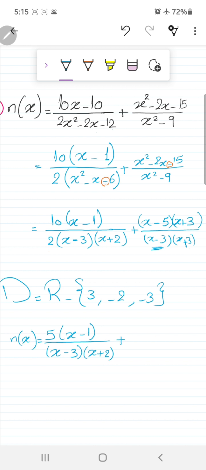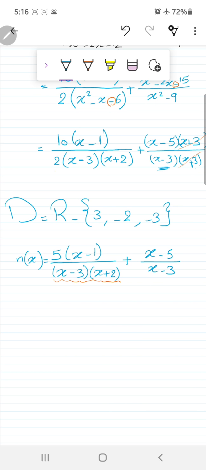Plus. Here cancel x plus 3 with x plus 3. So we have here x minus 5 over x minus 3. What did you notice here? We have here the lowest common multiple of the two denominators, which is x minus 3 and x plus 2. So take here the new denominator, or the common denominator between the two functions, will be x minus 3 and x plus 2.